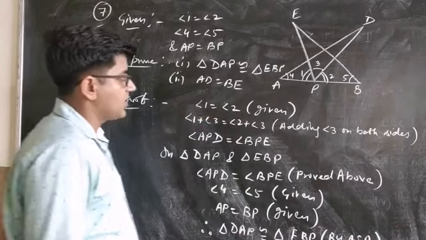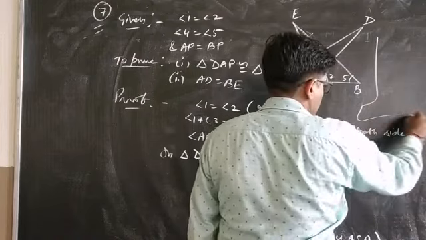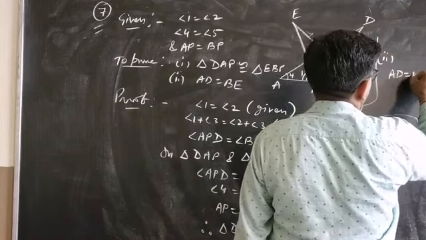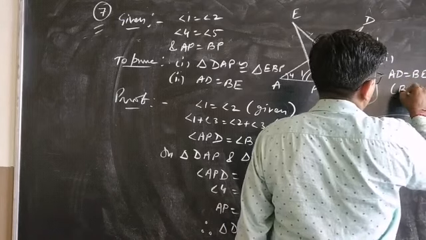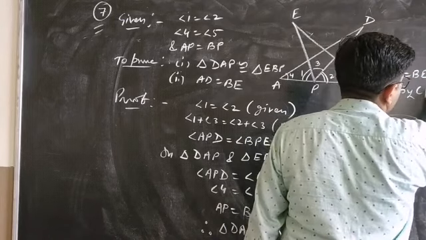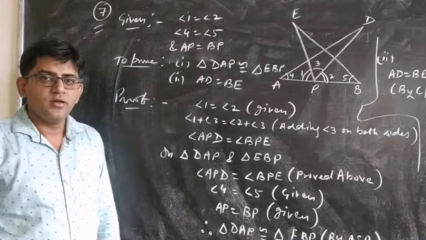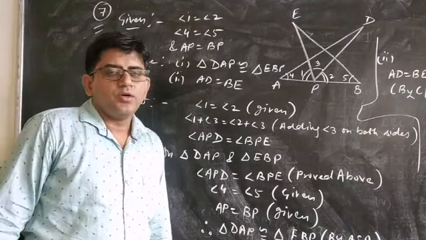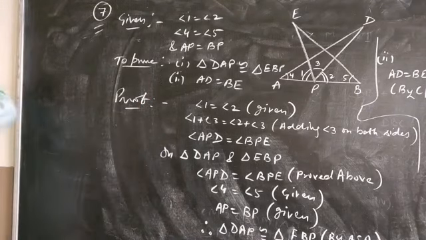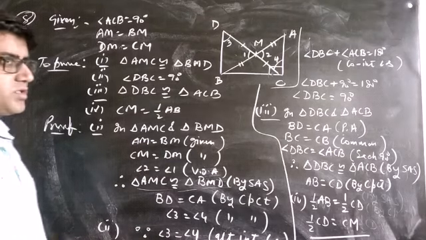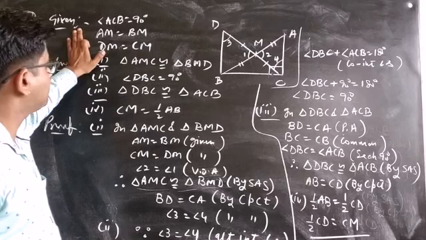So when triangles are congruent, you can mention here for the second part that AD is equal to BE by CPCT. So that's all about question number 7. I think it is clear to you. Now we'll move to the next question, question number 8. Now we are going to see question number 8 of the exercise.